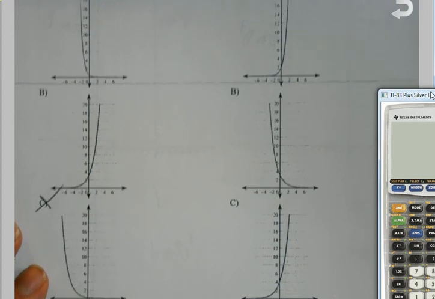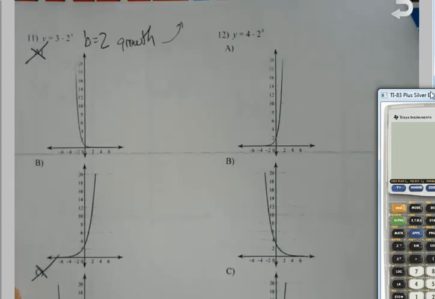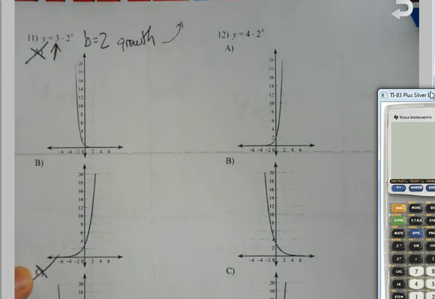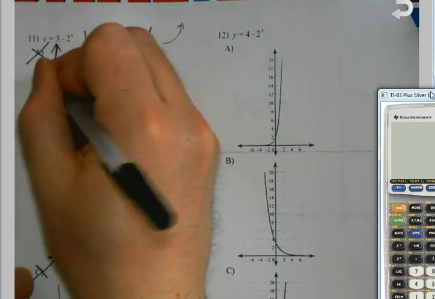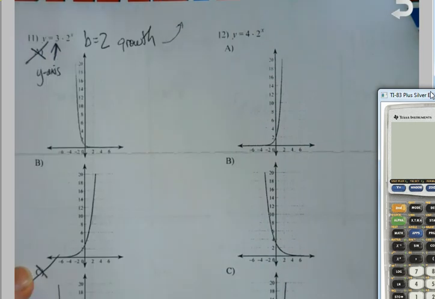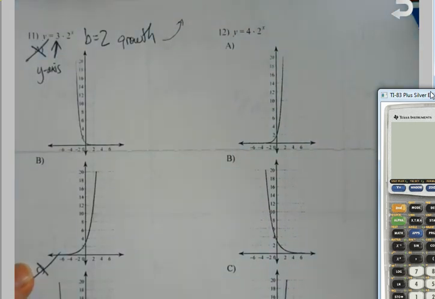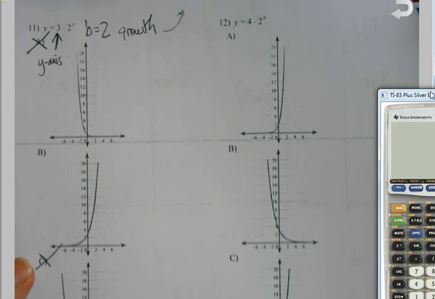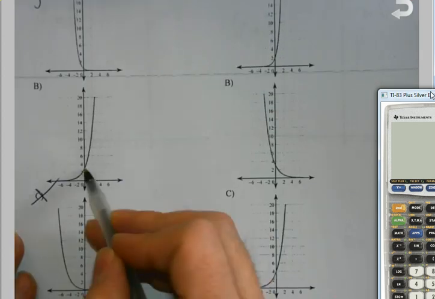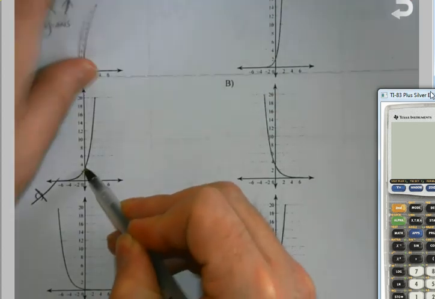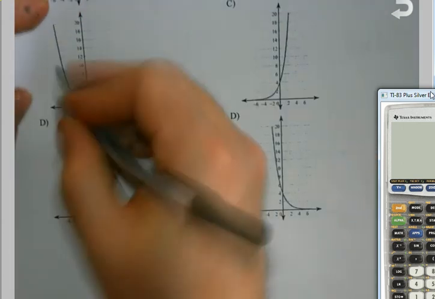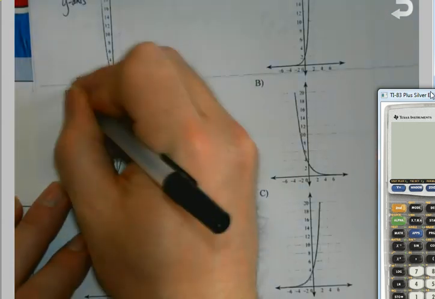So let me give you one other hint, so you might not even have to use the calculator at all. This A value, my initial value, tells me where to find it on the y-axis. So I want to look at the one where my y-intercept is at 3. I look at B, looks like that y-intercept's at 3. I think it's B, but I want to make sure. Yeah, this one starts down at 0. It's not that one. So it's going to be B.